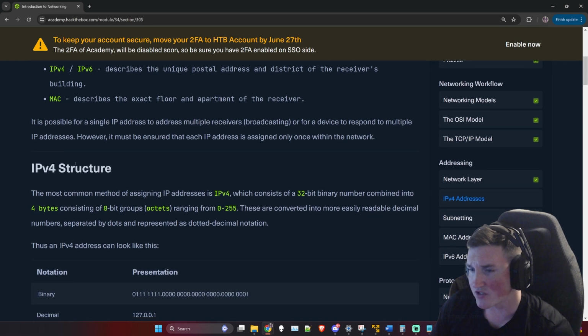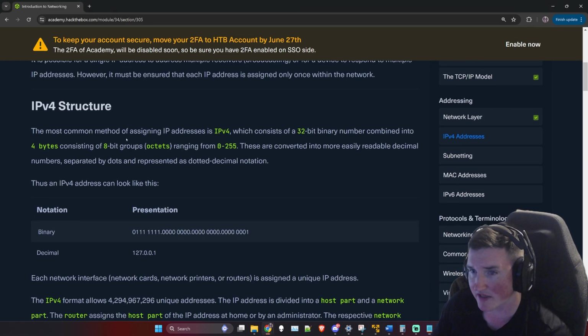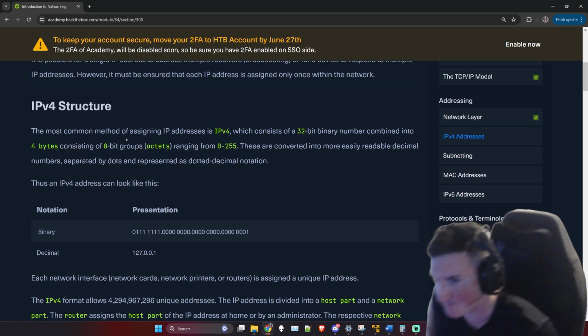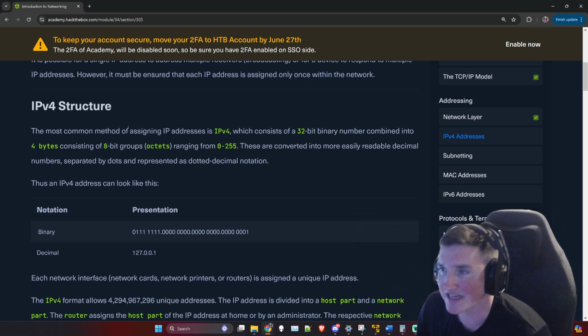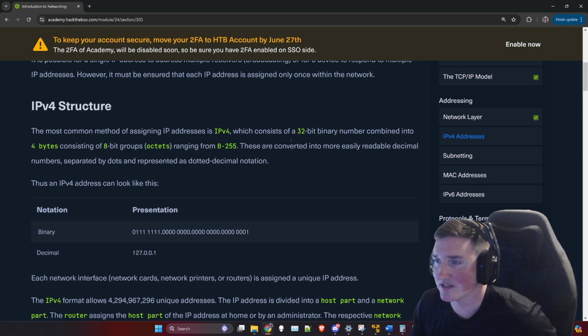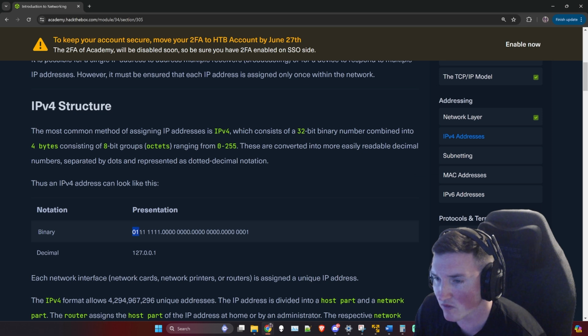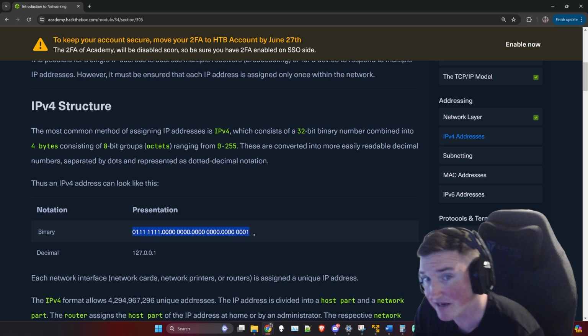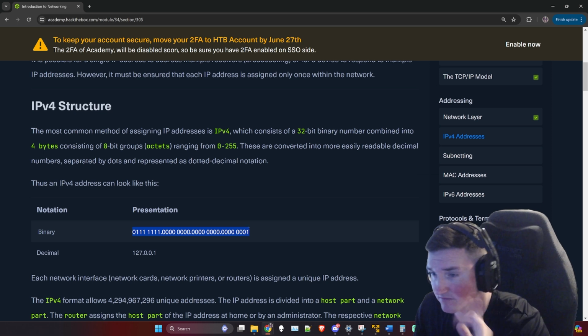Let's talk about the structure. This is where people get confused, and this is where I want to really hone in and spend the time. Firstly, the most common method of assigning IP addresses is still IPv4. I know we have IPv6, but IPv4 is still the most common currently. This is a 32-bit binary number. What does that mean? Well, if you look, there are 32 numbers there. There are 32 ones or zeros. Ones or zeros, that's it. That's all binary is.